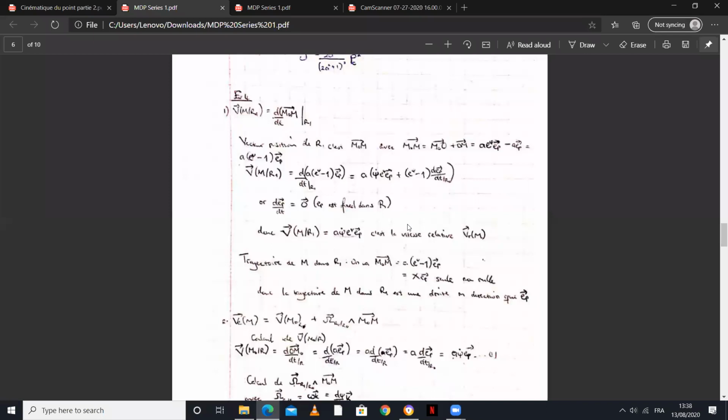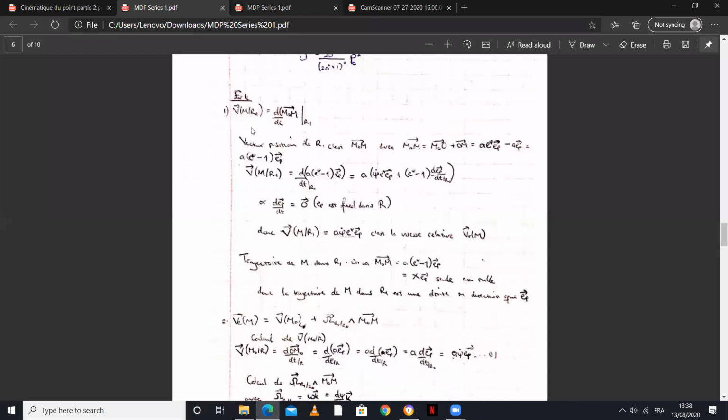Because we are deriving it in R1, okay? It's like par rapport à R1. It's in the repère R1, okay? And E zero belongs to the repère, the same repère R1. So it's like it's not moving. The base is not moving in R1. No, with respect to R1, it's not moving. It's moving with respect to la base absolue.